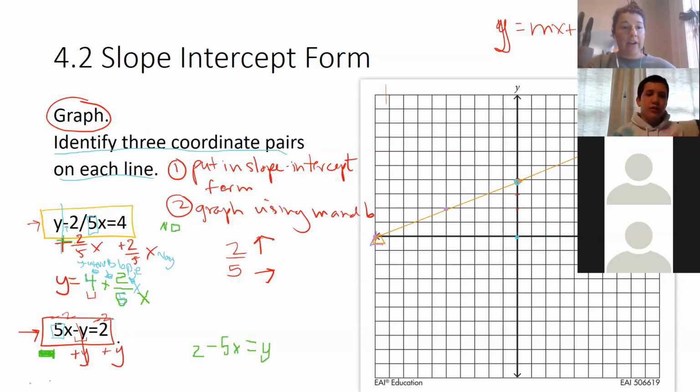So 2 minus 5x. Okay. I'm going to challenge you here. Is your 5x over here positive or negative? What's the sign in front of your 5x? 5x should be positive. So check in your equation that 5x is positive. And the 2 is negative.